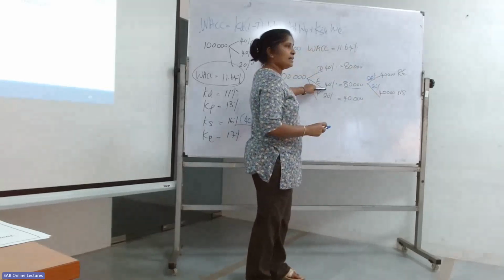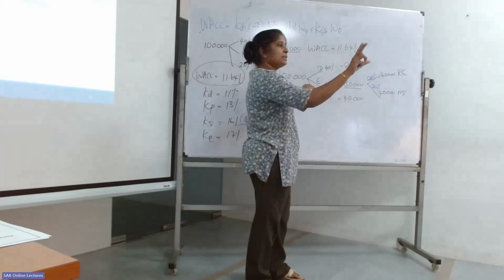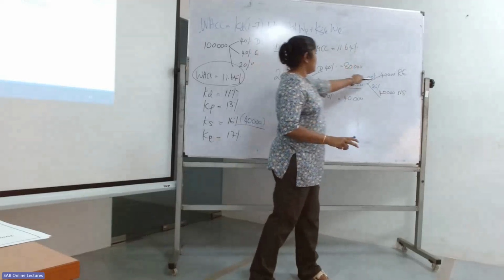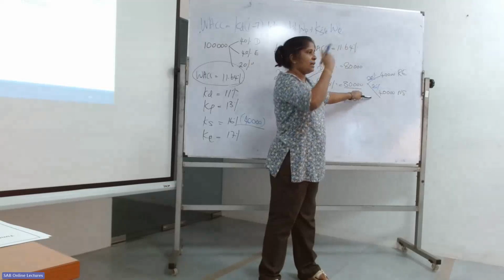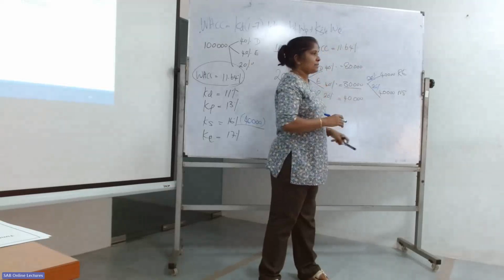This 40 weight is divided between the two. From internal equity 20%, and from external by issuing new shares 20%.